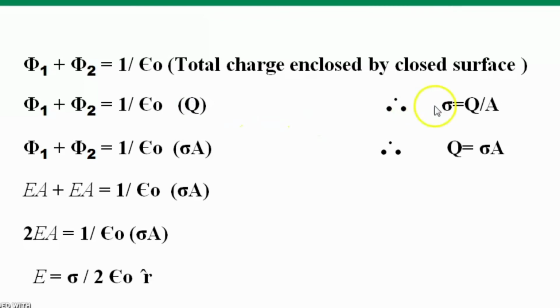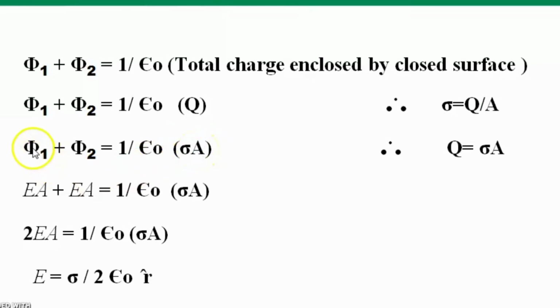Now, there is a formula for the charge density. Sigma represents the charge density. Charge density is equal to total charge divided by area of the surface. Solve it by cross multiplication. So, total charge is equal to charge density multiplied by area. So, we can write charge density multiplied by area in place of this total charge. So it will become flux 1 plus flux 2 is equal to 1 upon epsilon naught times the product of the charge density and the area of the surface.